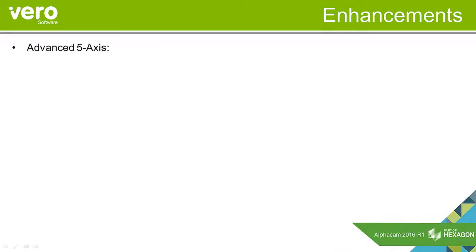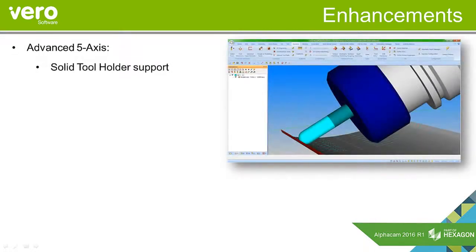We've also made some modifications to the advanced 5-axis engine. Previously, when you defined a tool holder, you could only have a simple tool holder as specified in the advanced 5-axis engine. Well, we've had the facility to have solid tool holders within the software for a couple of versions now, but we couldn't attribute those to the advanced 5-axis engine. Well, we've introduced that for this version, so we now get full collision detection for solid tool holders.